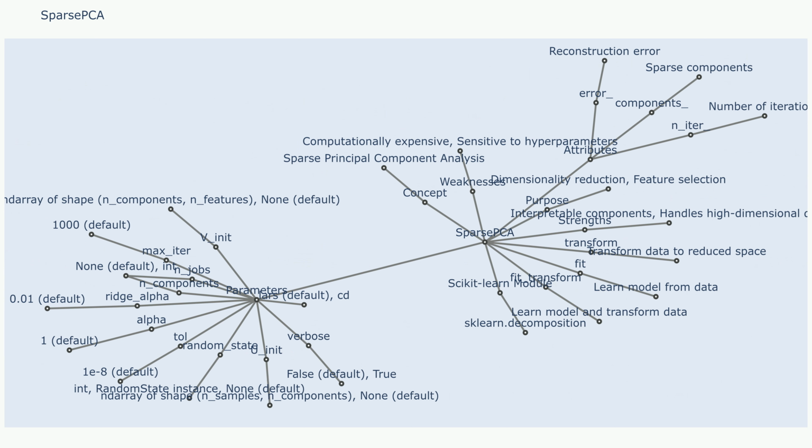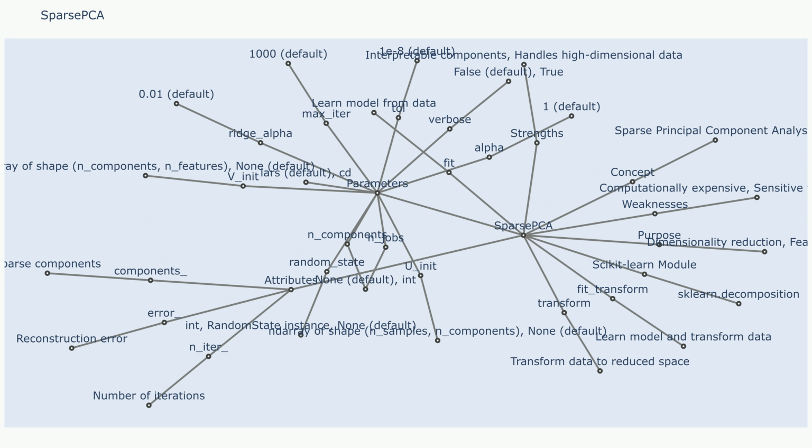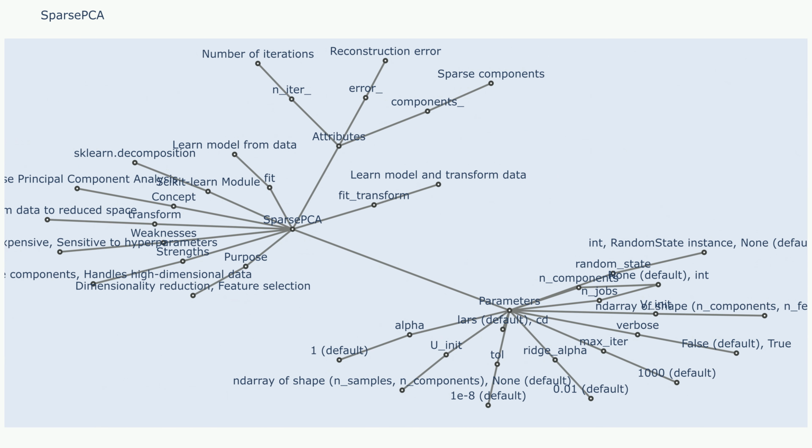How sparse PCA works. Sparse PCA builds upon the foundation of traditional PCA but adds a sparsity constraint to the optimization problem. Instead of directly minimizing the reconstruction error, sparse PCA adds a penalty term to the objective function, favoring solutions where the loadings matrix, which represents the weights of each feature in each component, is sparse. This penalty term is typically an L1 norm, promoting sparsity by shrinking less important weights to zero.